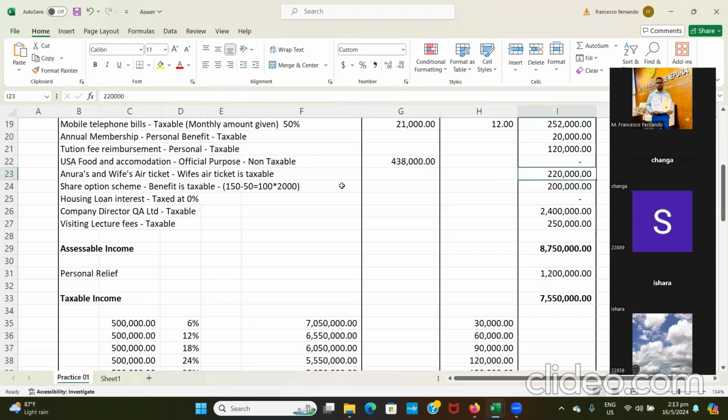If I put this in another way, even if the wife has gone with Anura for the official visit, the wife is not working under the employer. Therefore, the wife's expense is considered a taxable one. In tax, we look at her expense as a private expense of the wife, not the husband. That is a private expenditure of the wife, therefore it is being taxed, right?